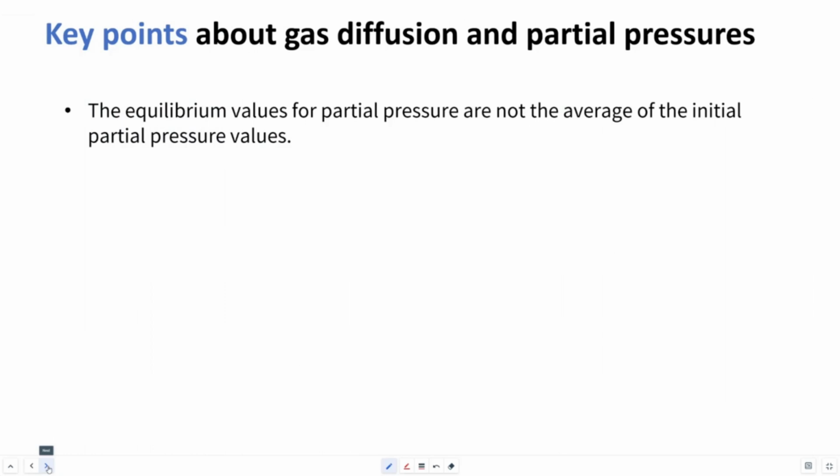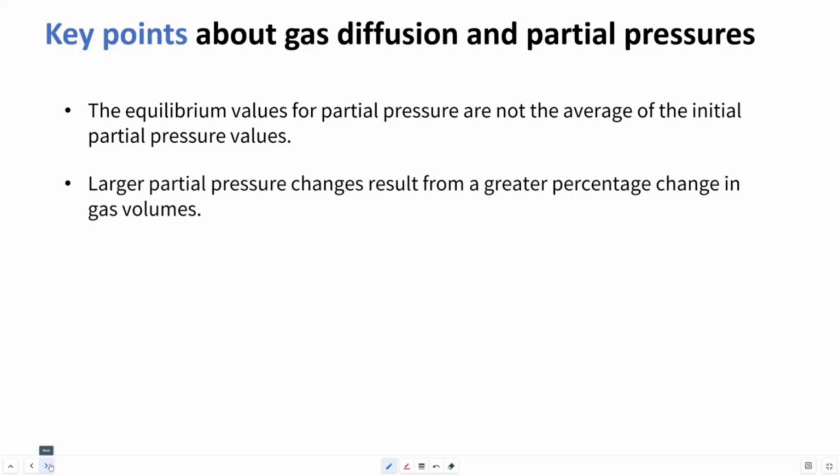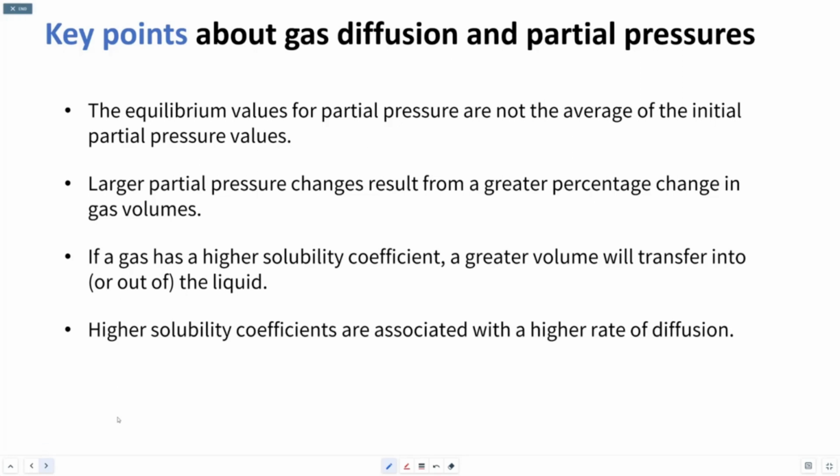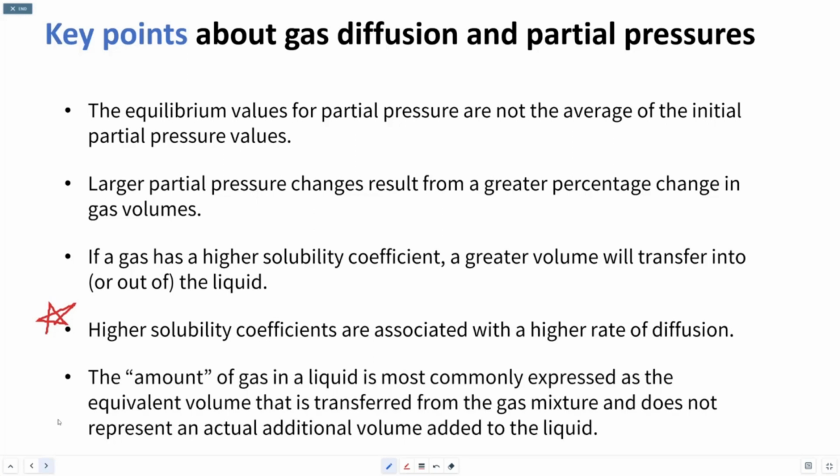Some of the key points about diffusion and partial pressures: the equilibrium values for partial pressure are not the average of the initial partial pressures. The larger partial pressure changes result from a greater percentage change of the gas volumes. If a gas has a higher solubility coefficient, a greater volume will transfer in or out of the liquid. A higher solubility coefficient is associated with a higher rate of diffusion. This is very important to remember. And the amount of gas in the liquid is most commonly expressed as the equivalent volume that is transferred from a gas mixture and does not represent the actual additional volume added to the liquid.